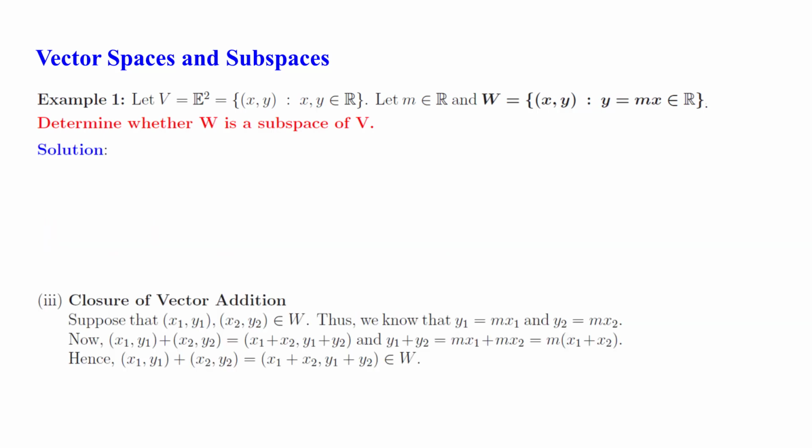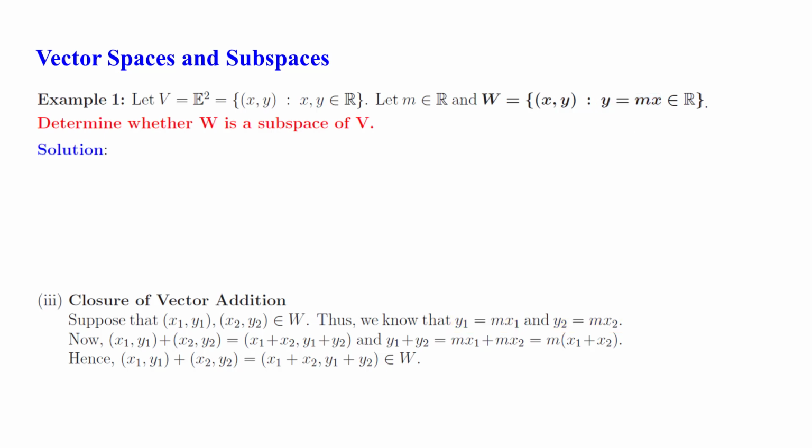And then you would do the same thing again with regard to the addition. Since (x1, y1) is in W and (x2, y2) is in W, (x1, y1) and (x2, y2) must obey or satisfy this equation, which we have here. We add our two vectors.